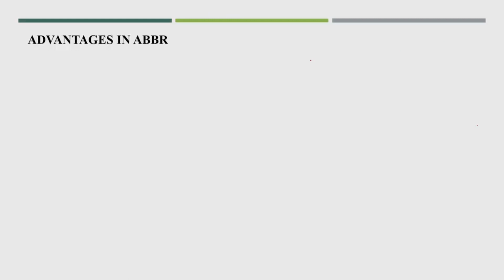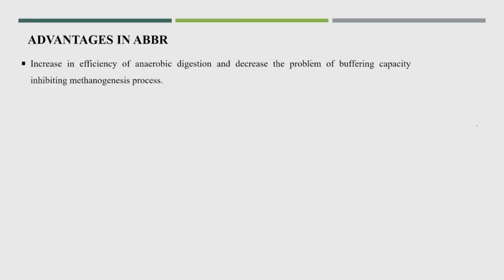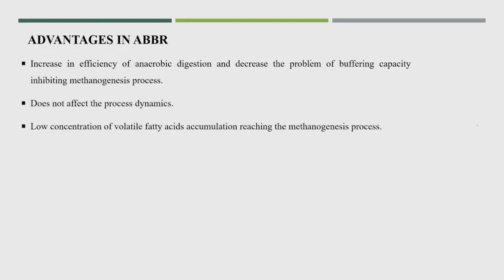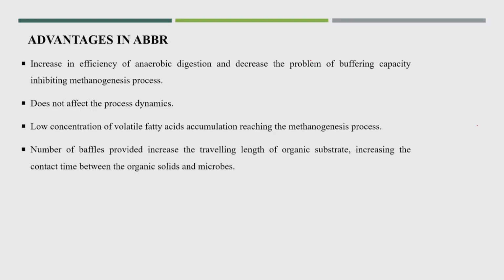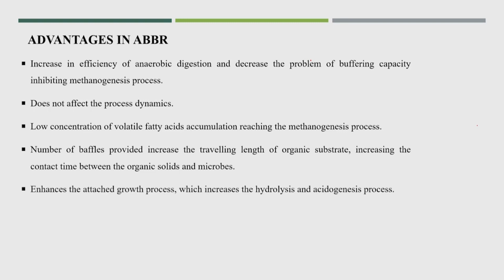So, what are the advantages of ABBR? It increases the efficiency of anaerobic digestion and decreases the problem of buffering capacity, which inhibits the methanogenic process. It does not affect the process dynamics, and there is low accumulation of volatile fatty acids reaching the methanogenesis process. The number of baffles provided increases the travelling length of the organic substrate, increasing the contact time between the organic solids and microbes, and enhances the attached growth process, which increases the hydrolysis and acidogenesis process.